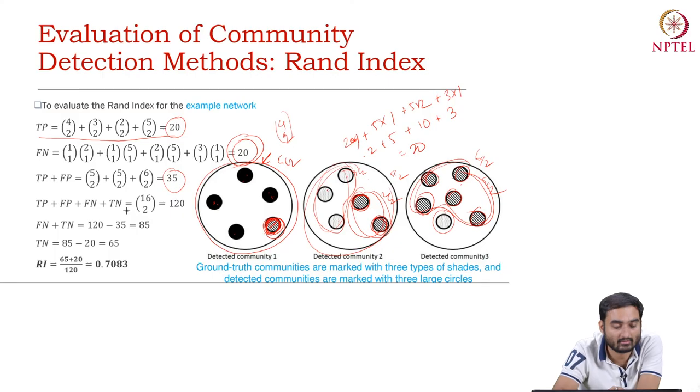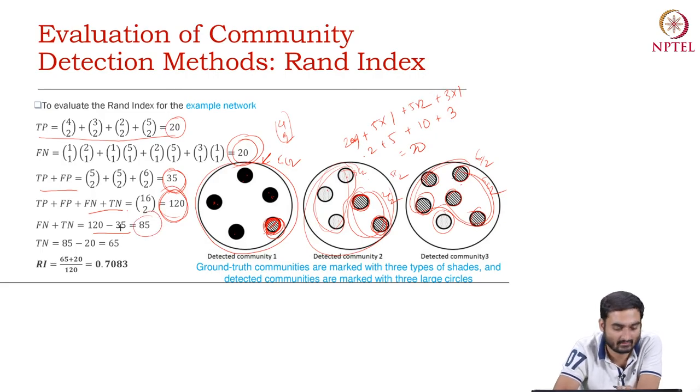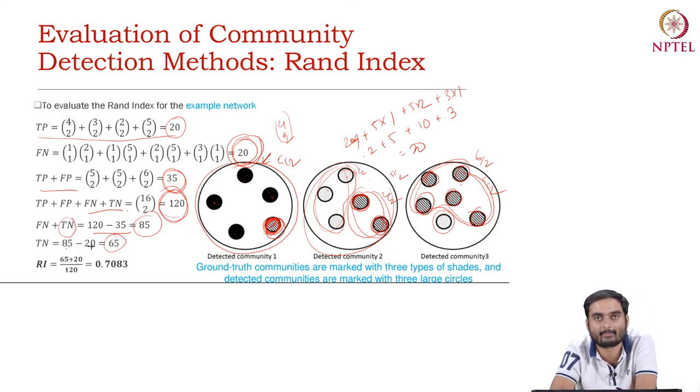And what is this all? TP, FN, FP, TN, all pairs. How many pairs are possible? 16C2, 120. Okay, so total pair is 120. True positive plus false positive is 35. So then true negative plus false negative would be 120 minus 35, which is 85. Right? We already know that false negative is 20. So then what is true negative? True negative would be 85 minus 20, 65.